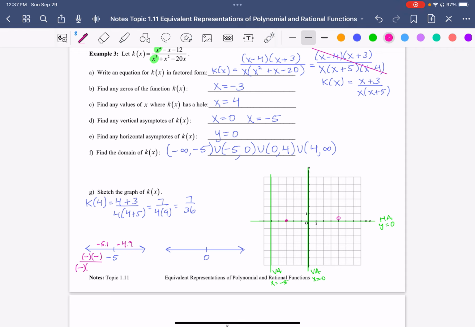Negative 5.1 plus 5 is also negative, and negative 5.1 minus 4 is also negative, okay? I have 5 negatives. That's going to result in this side being negative. Now let's do the other side.